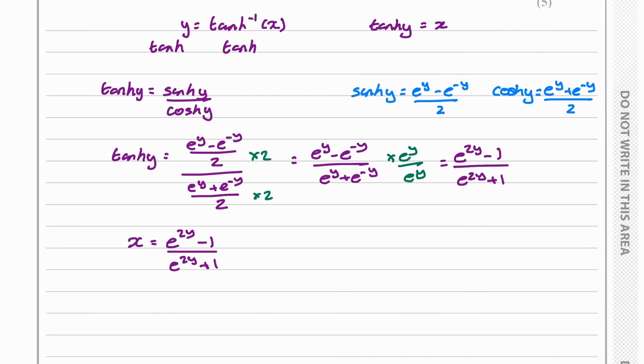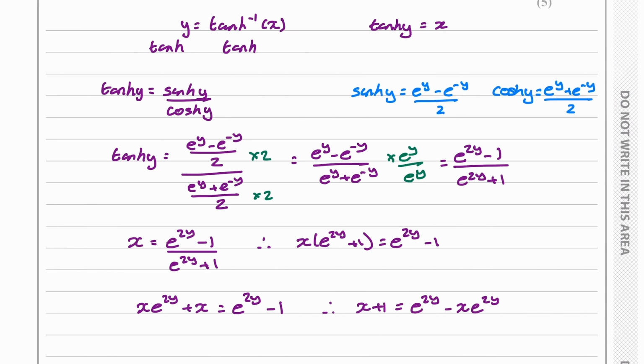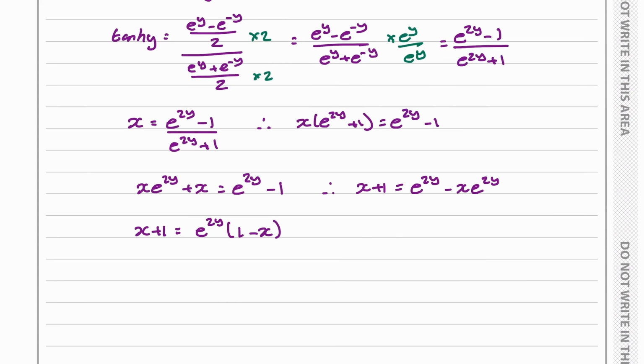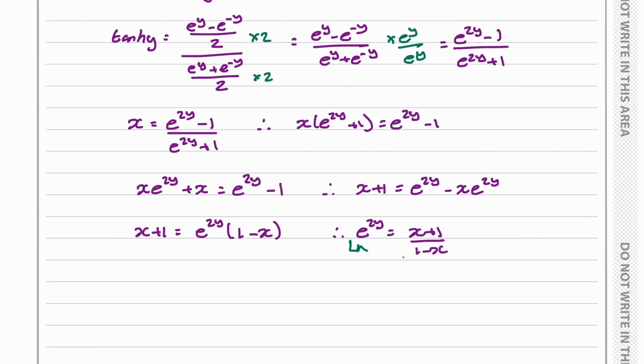And now to find the inverse of this, we'll move the denominator to the left-hand side, and then we'll expand out the brackets. Now, because we want to make y the subject, we need to move this term to the right-hand side and the negative 1 to the left-hand side. And then we can factor out e to the 2y on this side, and then we'll divide both sides by 1 minus x. So now we'll take the natural log of both sides. These will cancel, so we get 2y is equal to the natural log of x plus 1 over 1 minus x, and then we'll divide both sides by 2.